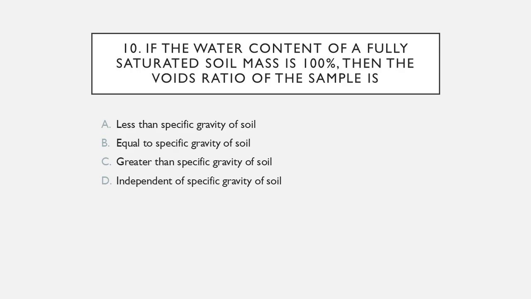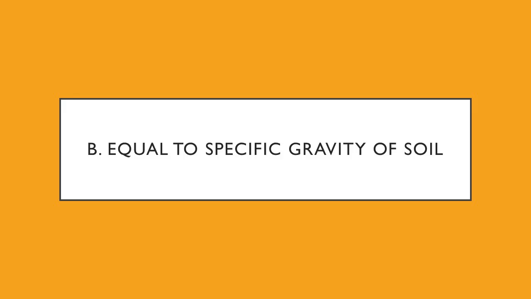10. If the water content of a fully saturated soil mass is 100%, then the voids ratio of the sample is: A. Less than specific gravity of soil. B. Equal to specific gravity of soil. C. Greater than specific gravity of soil. D. Independent of specific gravity of soil. B. Equal to specific gravity of soil.